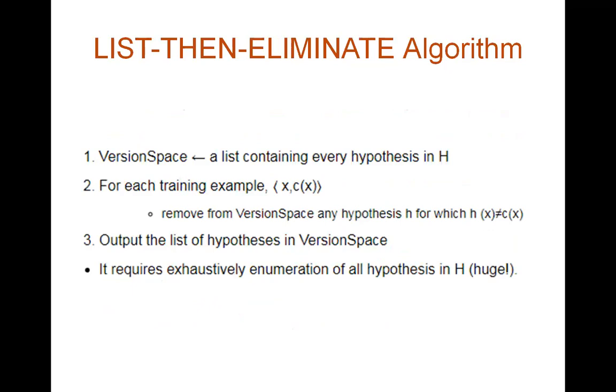Okay, with respect to version space, there is one more algorithm, the List-Then-Eliminate algorithm. This also might be asked in the exam as a short note. Version space is nothing but a list containing every hypothesis in H. First store all the possible hypotheses in version space, and then check for consistency. For each training example x comma c of x, remove from version space any hypothesis h for which h of x is not equal to c of x. That is an inconsistent hypothesis.